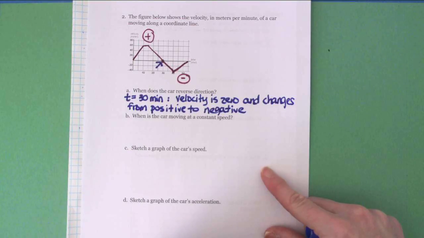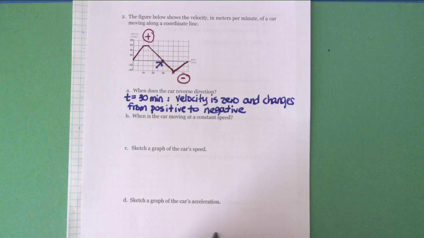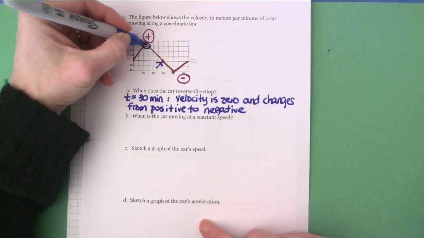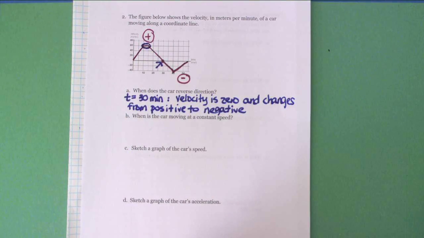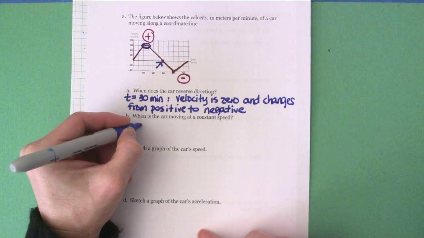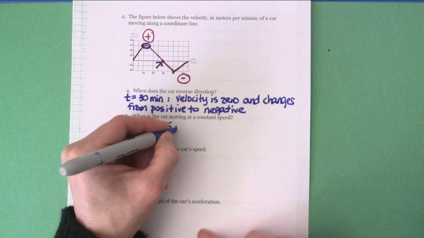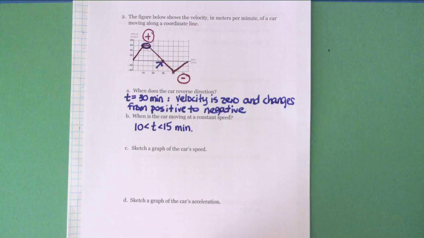Okay. Part B, when is the car moving at a constant speed? Well, you can see that pretty easily right here. The velocities are unchanging between 10 and 15 minutes, so let's go ahead and just answer that quickly. Between 10 and 15 minutes, the velocities are unchanging, so we'll call that a constant speed.